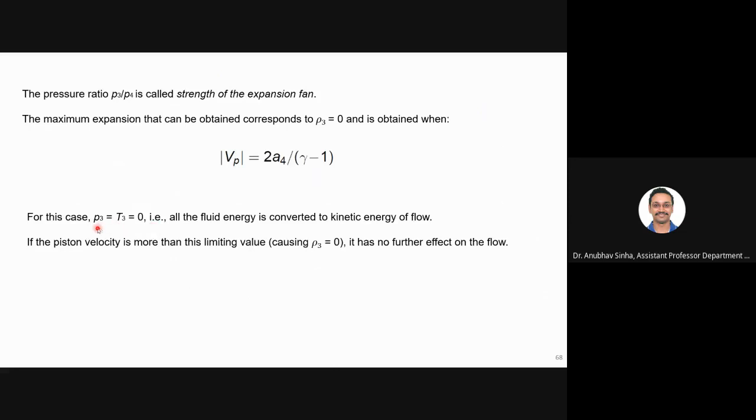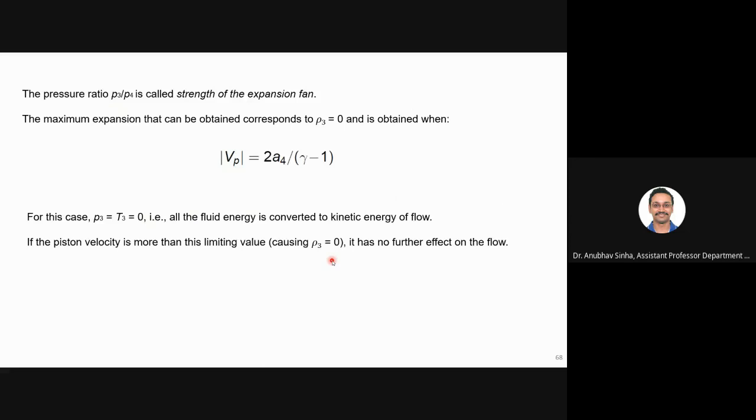And for this case, when you say rho 3 is 0, P3, everything is 0. Basically, theoretically you are saying that everything has vanished there. It is, let us say, a void. So we say that all the fluid energy is converted to kinetic energy of flow. And if the piston velocity is more than this limiting value, causing this to be zero, it has no further effect on the flow. So it is analogous to getting choked. If you keep on increasing the piston velocity, that doesn't mean that other things also get affected. Once it reaches the limiting value, piston velocity will not have any effect on the expansion fan.